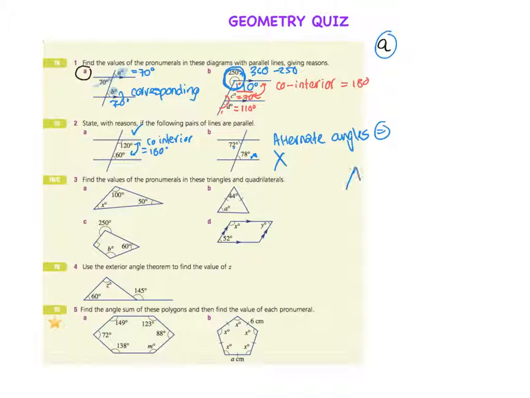Okay, what do the angles in a triangle add up to? 180. And what do the angles in a quadrilateral add up to? 360. What is a quadrilateral? How many sides? 4. So a 4-sided shape. So here, if I've got 100 plus 50, I've got 150. How much more do I need to get to 180? 30. Yep, so x equals 30.